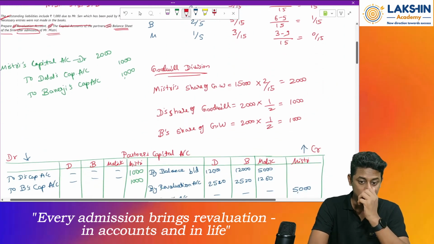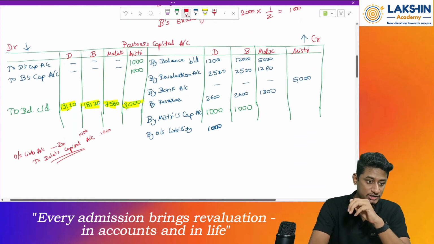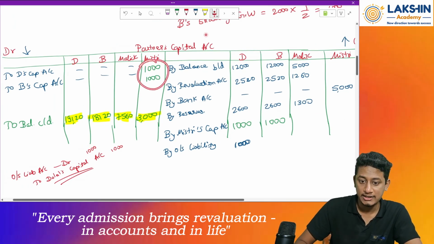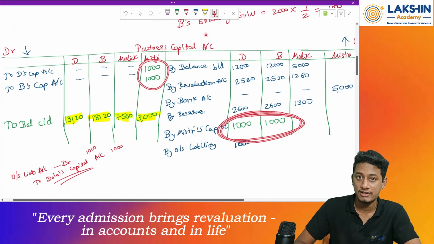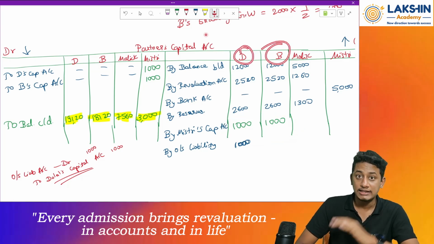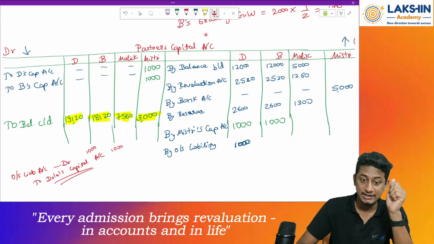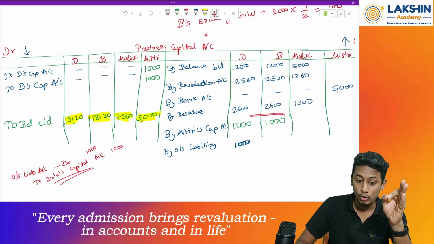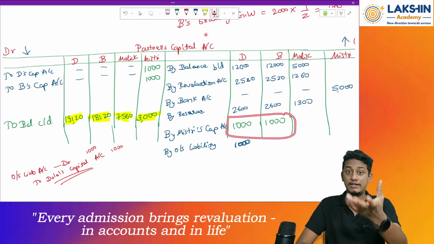Okay. A small adjustment just for the sake of understanding. See, in this case, whatever goodwill the partners have received, that is D and B, they are not withdrawing it. They are keeping it as capital in the business. But some questions might ask you that this goodwill that was received has been withdrawn by the partner.